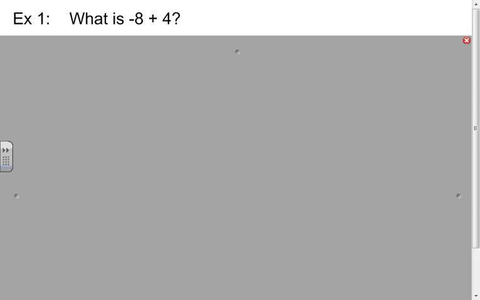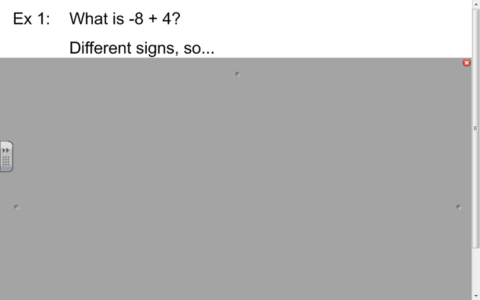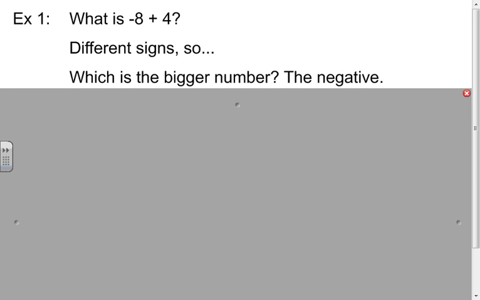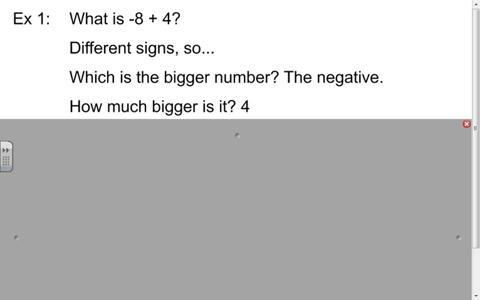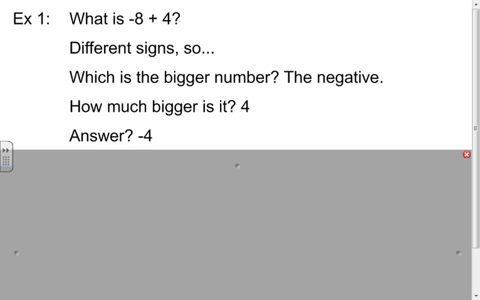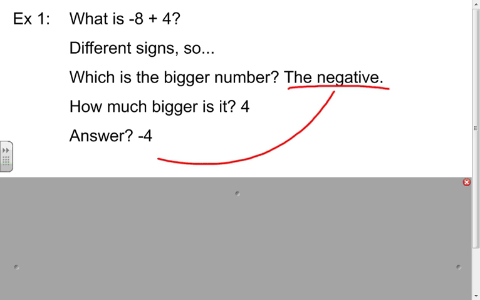Remember, you're looking for if the numbers have the same sign or different signs. This one has different signs. So we follow the steps, figure out which number is bigger. Which is the bigger number, the 8 or the 4? Well, the negative 8 is bigger than a 4. So the negative one has the bigger number. How much bigger is it? Well, between 8 and 4, it's 4 bigger. So you take the negative sign from up here and the 4 from there, and my answer is negative 4.